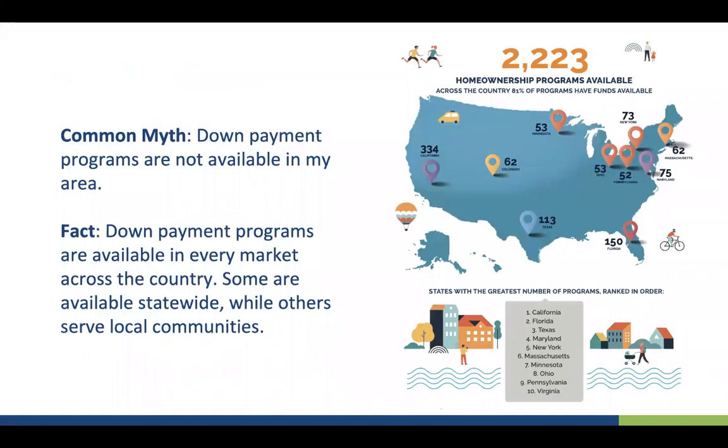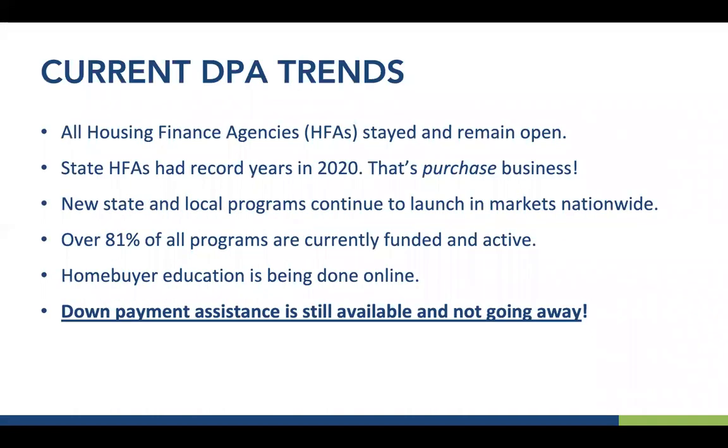Now, we also want to be clear, these programs are available everywhere. There is no market in the country that doesn't have some form of down payment assistance available, if for no other reason than because every state has at least one state housing finance agency. So they offer their programs statewide. And then there are many other types of program providers, which we'll see in a moment, that also supplement those opportunities with their own programs.